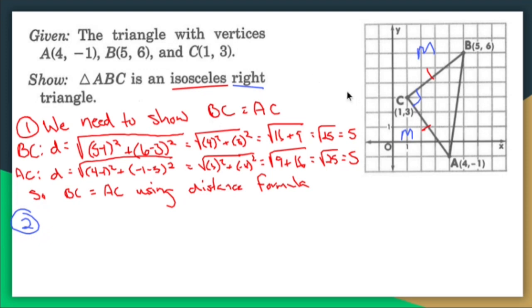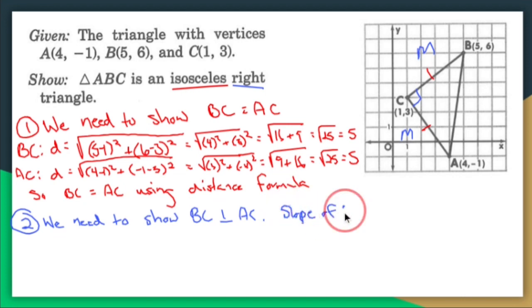I could use the slope formula, but I'm just going to say we need to show that BC is perpendicular to AC. I have all this space, so I'm going to use it. The slope of BC is, let's go up here, let's find the slope. Up 3 over 4, so 3 over 4.